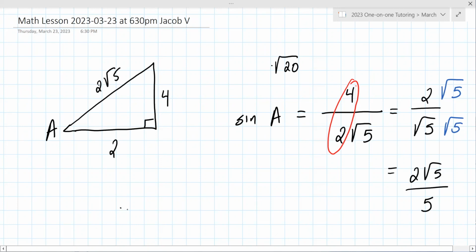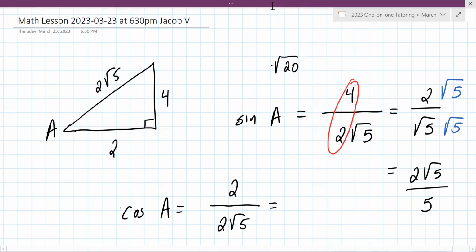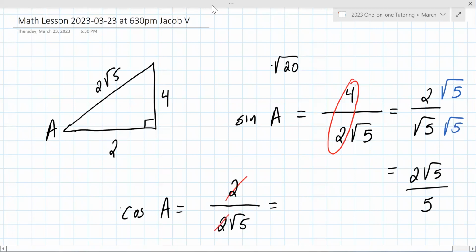All right, so let's look at now the cosine of A. Cosine of A is the adjacent over the hypotenuse. What does that become? 2 over 2 square root of 5. Yes. So just like in the previous problem, it would just be 1 square root of 5 over 5. Now you kind of jumped ahead there, but that's great. It ends up being the square root of 5 over 5.